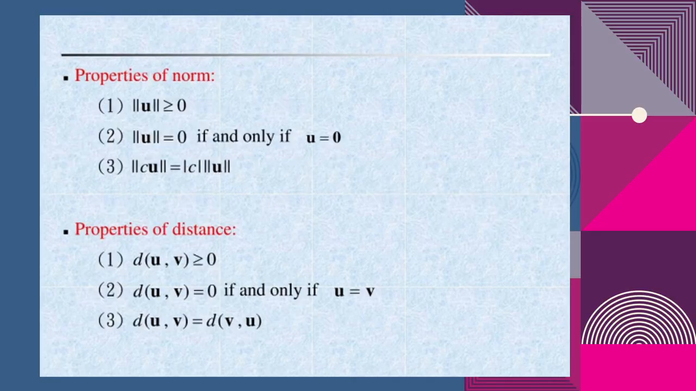Let's review the basic properties. For norm or length, it is never negative. It equals 0 only for the 0 vector, and multiplying a vector by a constant c multiplies its length by the absolute value of c. For distance, it is never negative. It equals 0 only when the two vectors are exactly the same. The distance from u to v is always equal to the distance from v to u.